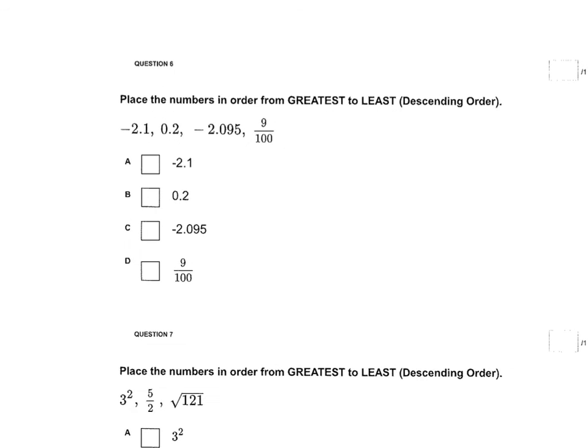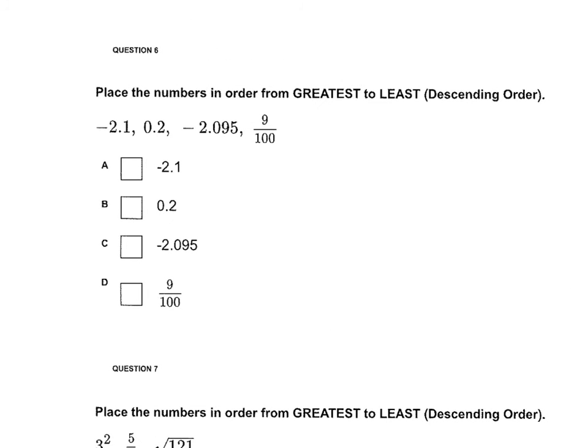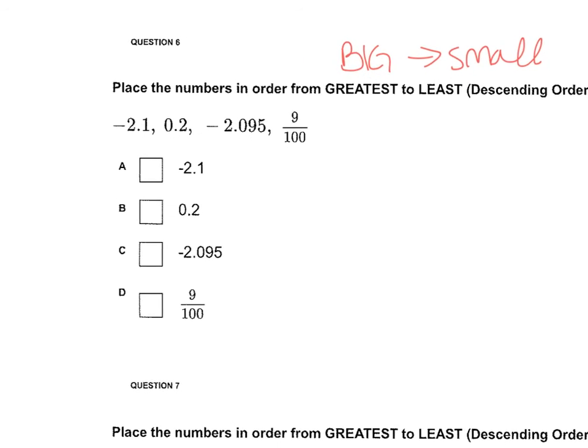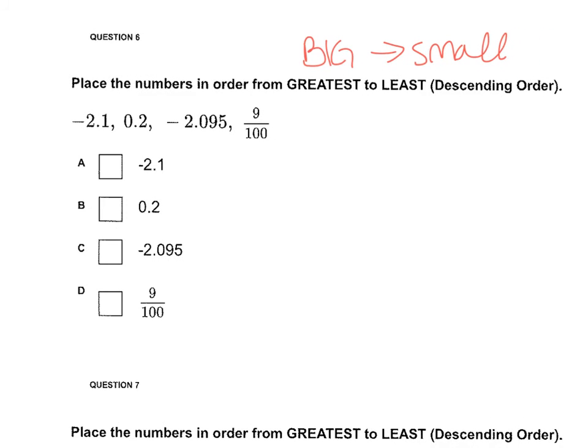Okay, place the numbers in order from greatest to least. This one is a yucky one. Lots of different things. Okay, descending order. So like we've said before, big numbers to small numbers. Remember, if there are negatives, that's where those are going to go. So we've got negative 2.1, 0.2, negative 2.095. This 9 over 100 is the only one that's not already in a decimal form, but that's okay. I did 9 divided by 100, and I got 0.09. So again, I'm going to line them up because it helps my brain to see them lined up.